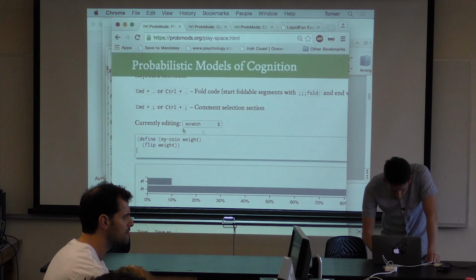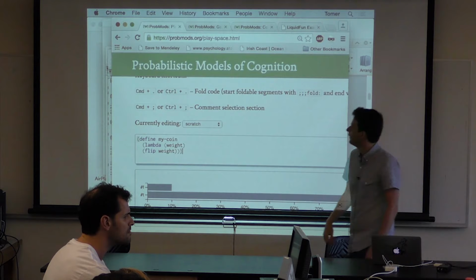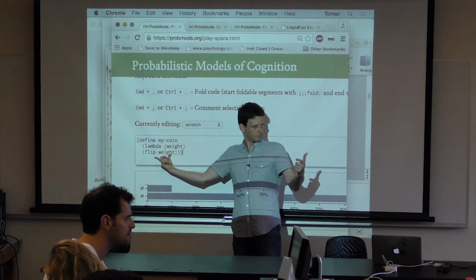So how you would define it with the lambda calculus, you would say my coin, lambda, weight, this thing. Now we're saying what sort of thing is coin? Coin is a procedure. How do we know it's a procedure? Because we have this lambda right here. How many arguments does it expect? One. It's called weight. What does it do? Flips a coin. Gives you back that sample.